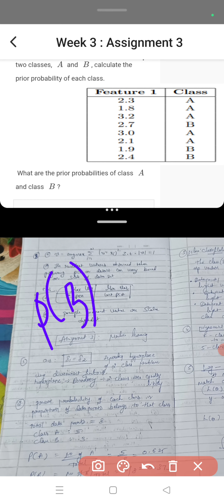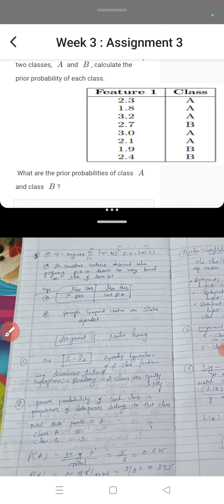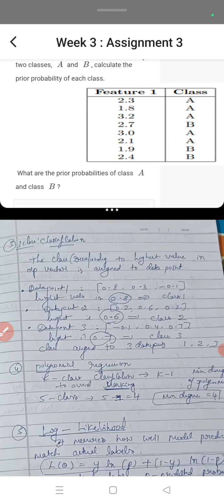And with respect to B, the prior P of B is equal to the number favoring B divided by total. The number favoring B is 3 and the total is 8. So it is 3 by 8. What is 3 by 8? 0.375. So that is the second answer.